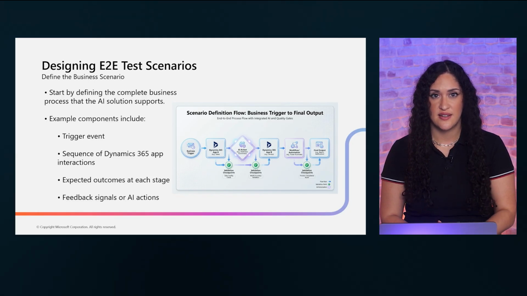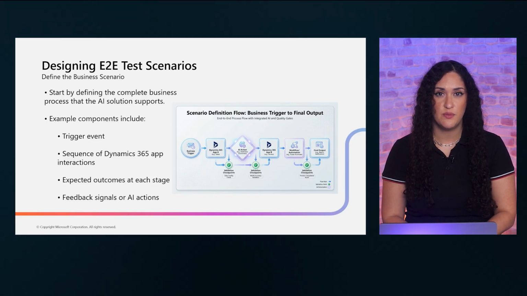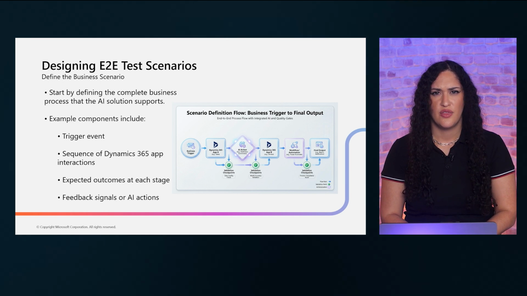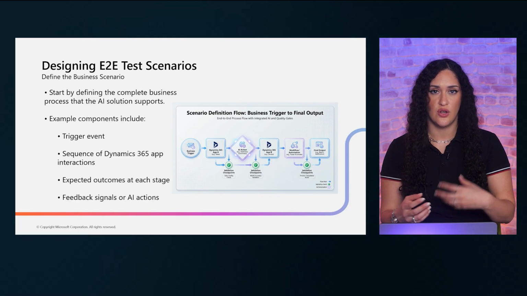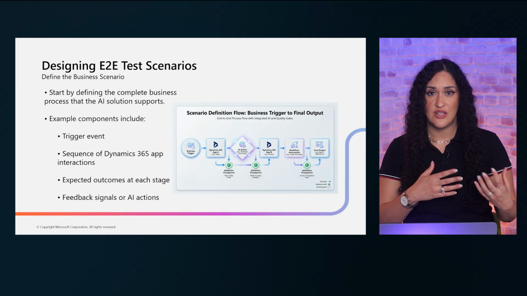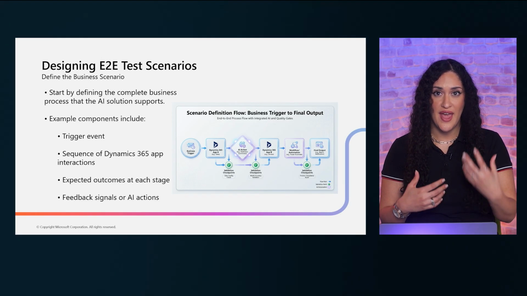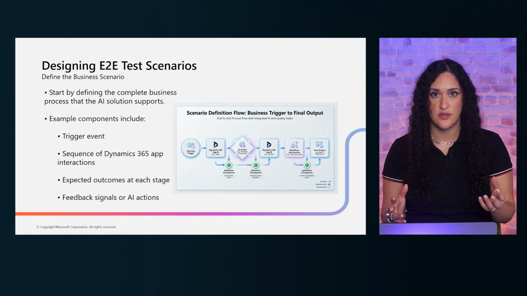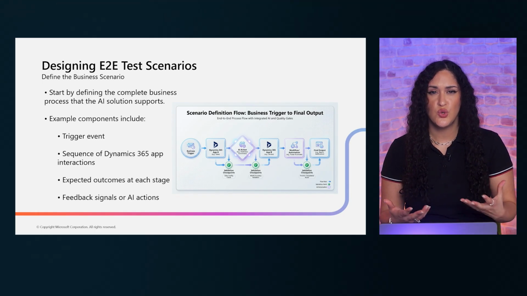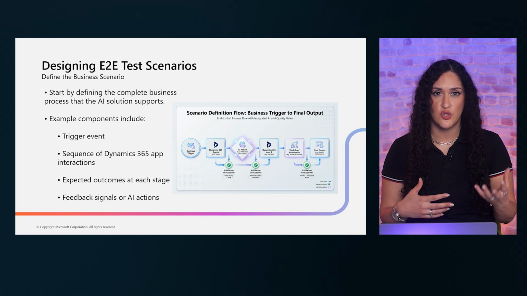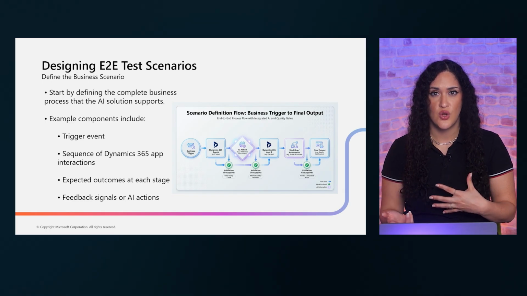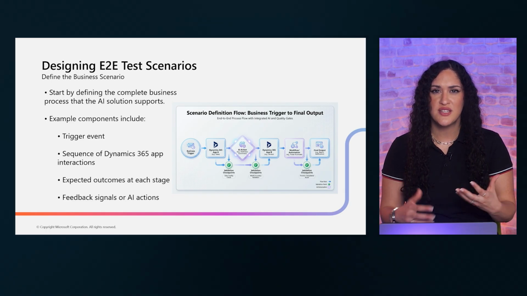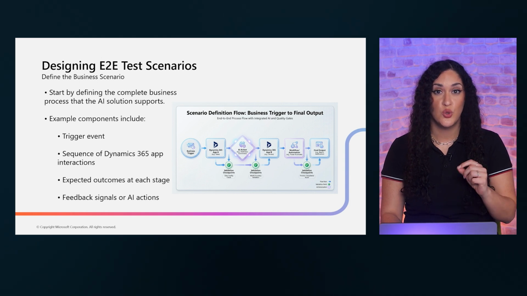Designing an end-to-end test scenario starts with defining the complete business process your AI solution supports. Break it into components: the trigger event that kicks things off, the sequence of Dynamics 365 app interactions along the way, the expected outcomes at each stage, and the feedback signals or AI actions that occur throughout. Write your test scenarios as user stories that follow the business process from start to finish. Don't think in technical terms first, think in business terms. What does the process look like from the perspective of the employee or customer who depends on it?